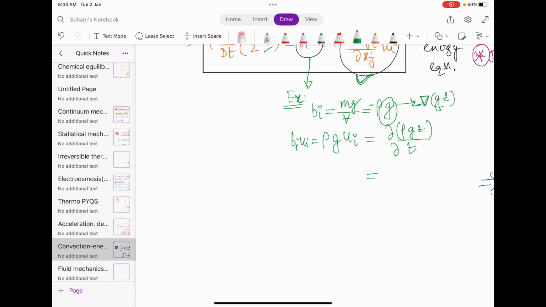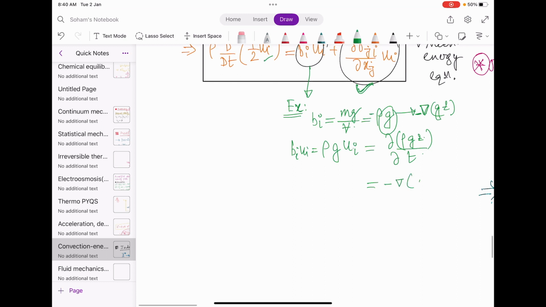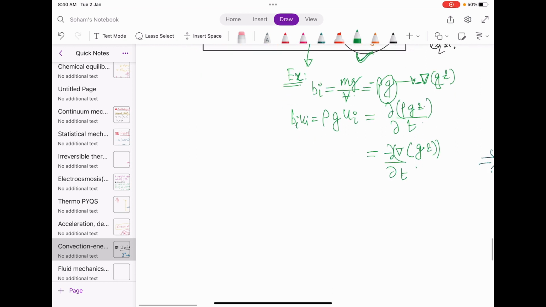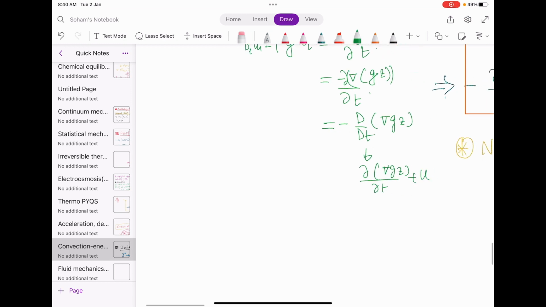So this total term can be written as minus g into gradient of gz over del del t. And now this can be written as minus d dt of gradient of gz. Why? Because if you write the total expression, this term is nothing but this thing plus uj del of gz by del xj. I am taking that g and z are not functions of xj. The gradient of gz is g, so g is not a function of x. So this term is 0.